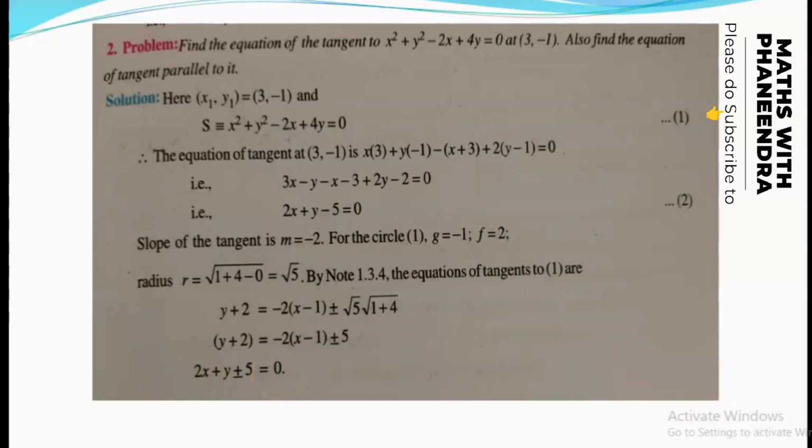This is also important for 4 marks. One circle and a point is given. We calculated S1 = 0 for the tangent equation, and the equation of the parallel tangent to the circle we calculated. Now we will move to the next question.